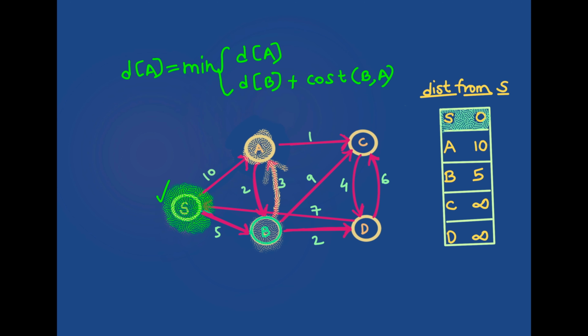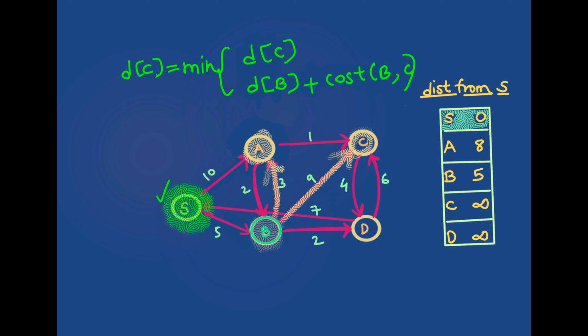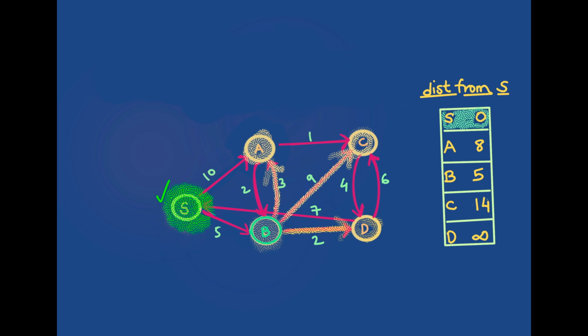Let us now try to relax the edge BA. We observe that through B, the distance to reach A is 5 plus 3, which is 8, and that is better than the current distance of 10. Hence, we update the distance of A to 8. Similarly, I relax the edge BC. And then I relax the edge BD.